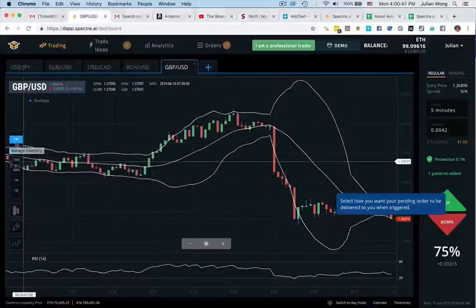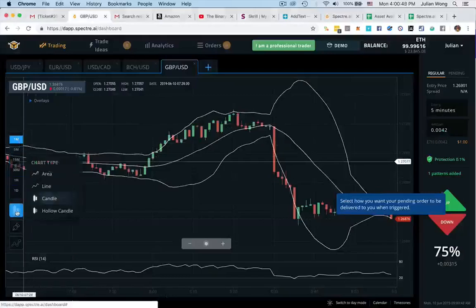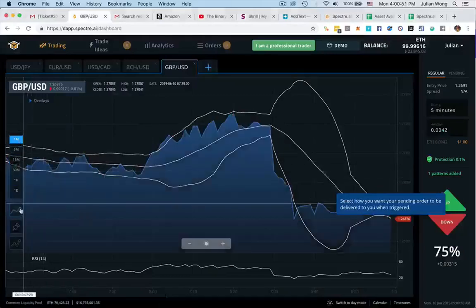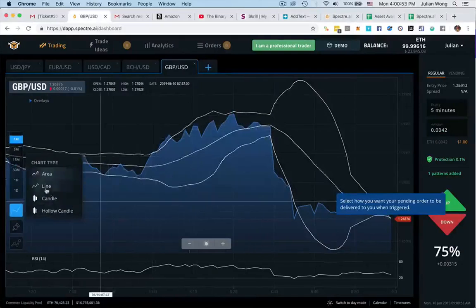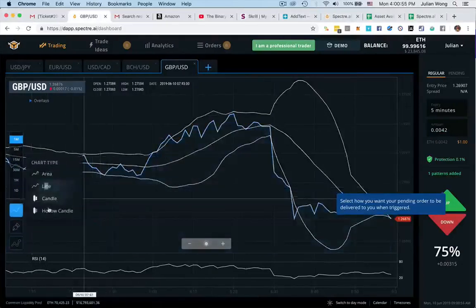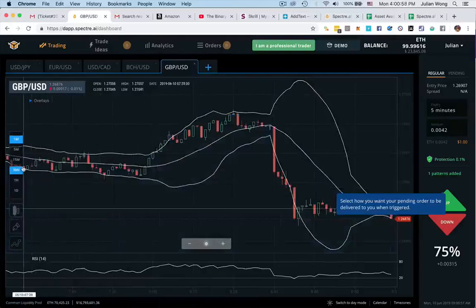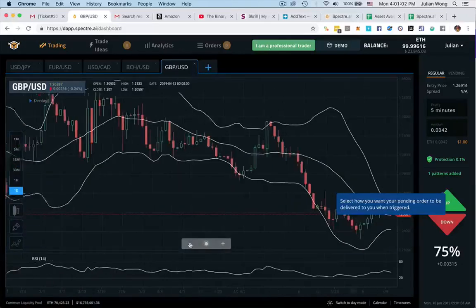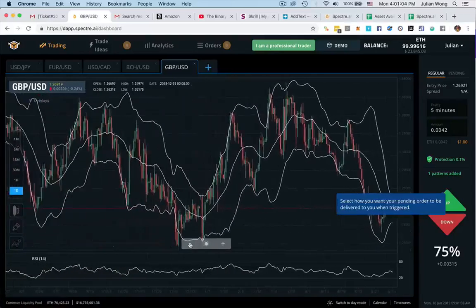So in terms of candlestick and all that, you can change it between area. Okay, now it looks like AREX. You can change the line. You can change it to hollow candle if you like that. Time frames are from 1 minute all the way to the 1 day, which is not bad. The amount of zoom is quite good. If you compare this to AREX, it's a lot better.